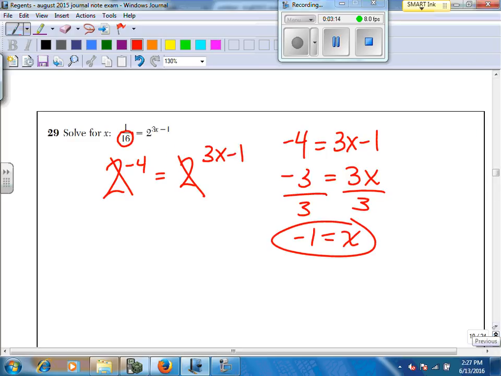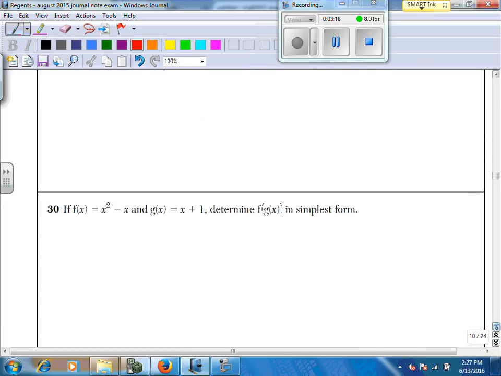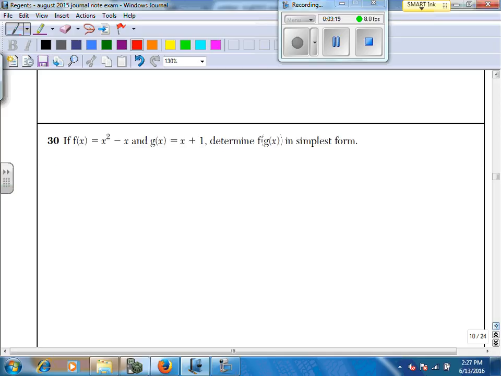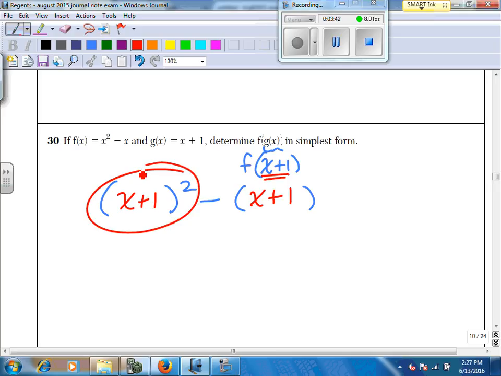Oops, 30 must have been down here. There we go. Determine f composed with g at x in simplest form. So first we have to do g at x, which is x plus 1, and then we have to substitute that into the f function, which is x squared minus x. X squared minus x. But our x is now x plus 1. In order to do this, we need to fully multiply it by itself, which means we have to do x plus 1 times x plus 1. You guys by now should be able to multiply that pretty quickly.